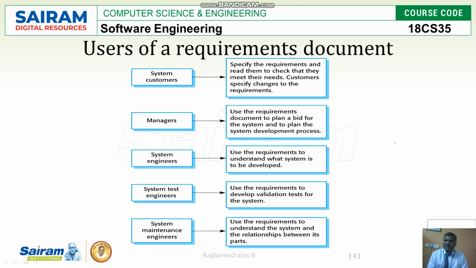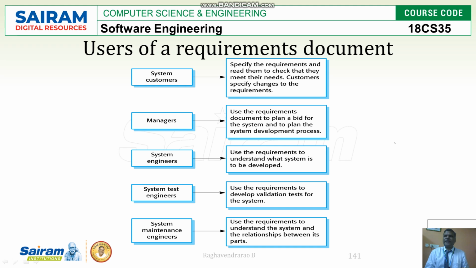Next is system maintenance engineers. They are also going to use this requirements document to understand what the system is doing. So what is the relationship between the modules? Those things are going to be understood by the maintenance engineers. If they do not understand this, what happens? They cannot resolve the problems. So for all these things, the requirements document is perfect.